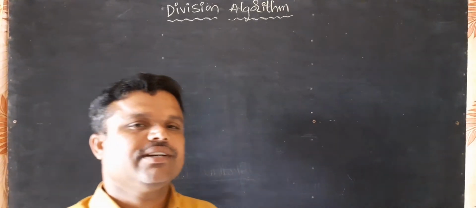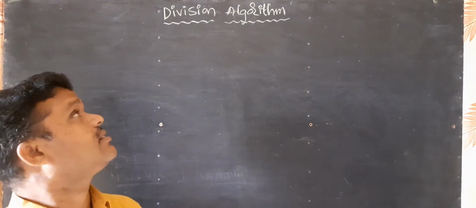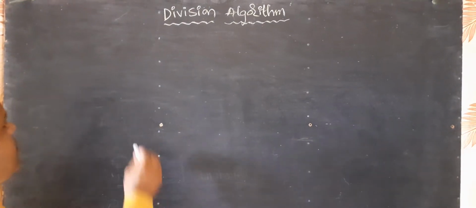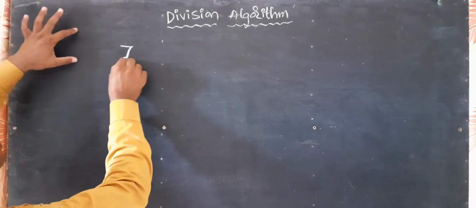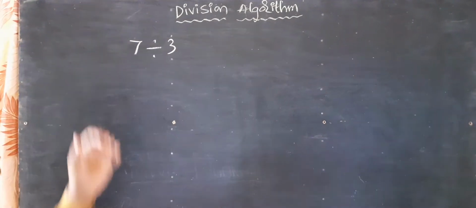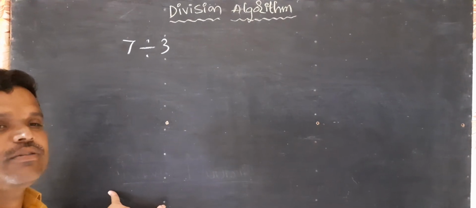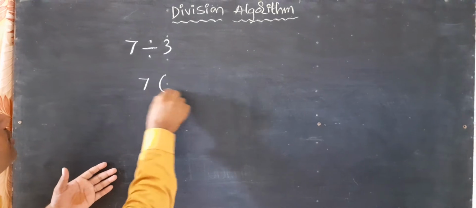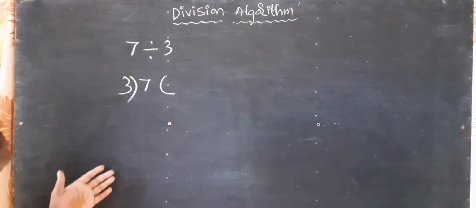Hi, let us discuss division algorithm. Let 7 be divided by 3. We have to divide 7 by 3. Generally, we divide 7 by 3 in this method.